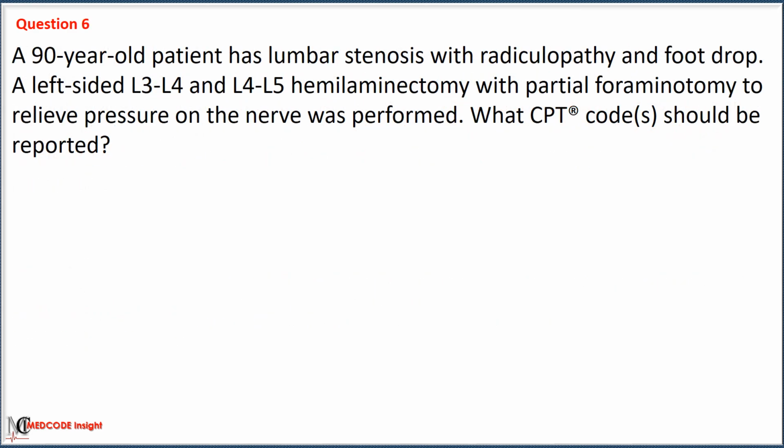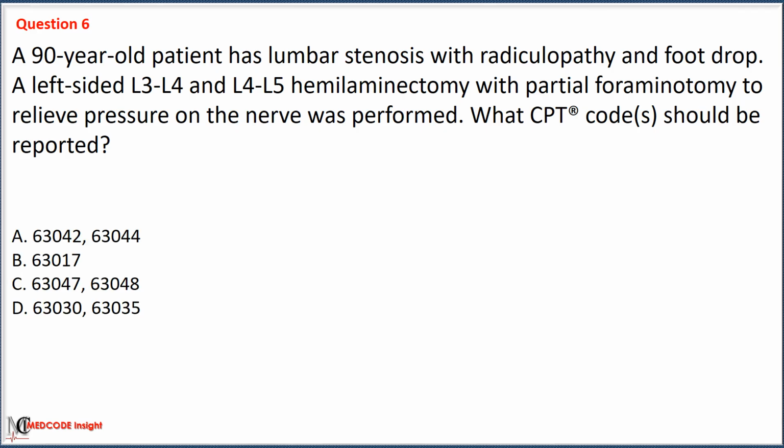A 90-year-old patient has lumbar stenosis with radiculopathy and foot drop. A left-sided L3 to L4 and L4 to L5 hemilaminectomy and partial foraminotomy to relieve pressure on the nerve was performed. What CPT codes should be reported? Option A with code 63042, 63044. Option B with code 63017. Option C with code 63047, 63048.